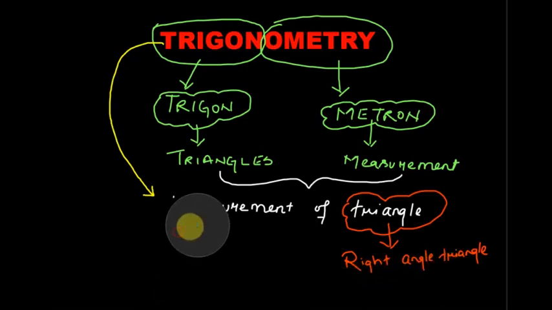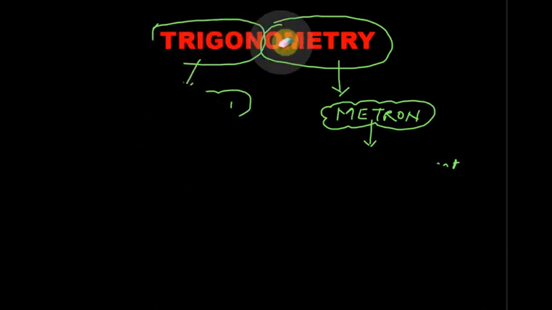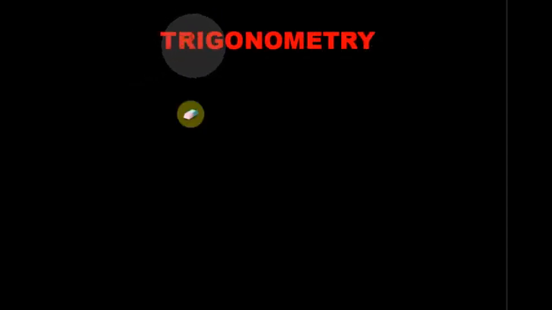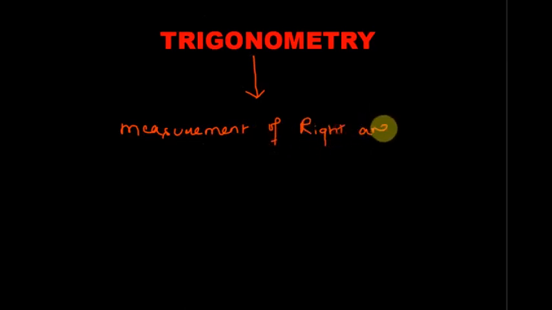So let us conclude the meaning of trigonometry. Let us revise. From two Greek words we have derived the meaning of trigonometry. So we can simplify and conclude that trigonometry is basically measurement of which triangle? Right angle triangle.